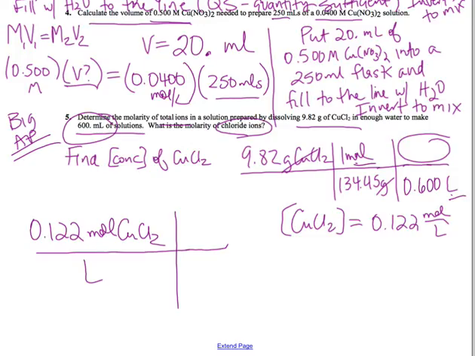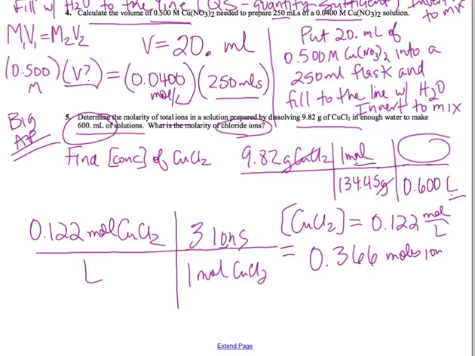So 3. If I dissolve this, how many ions do I get? A copper ion and 2 chlorines, right? So for every 1 mole of CuCl2, I have 3 ions. And that number will be my total ions per liter. Get it? All right, so 0.366 moles of ions per liter. So that's answering the first question.